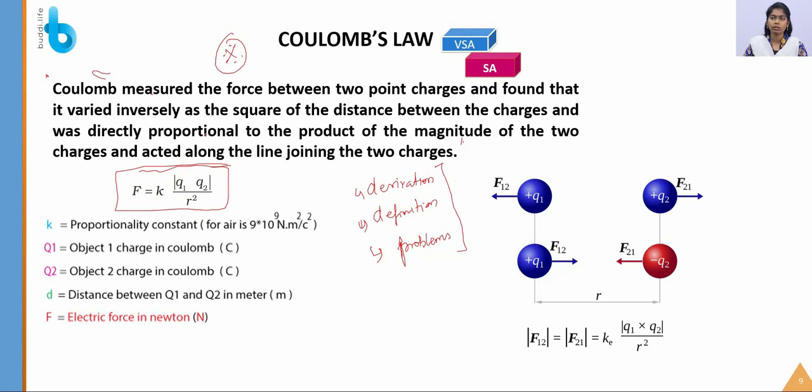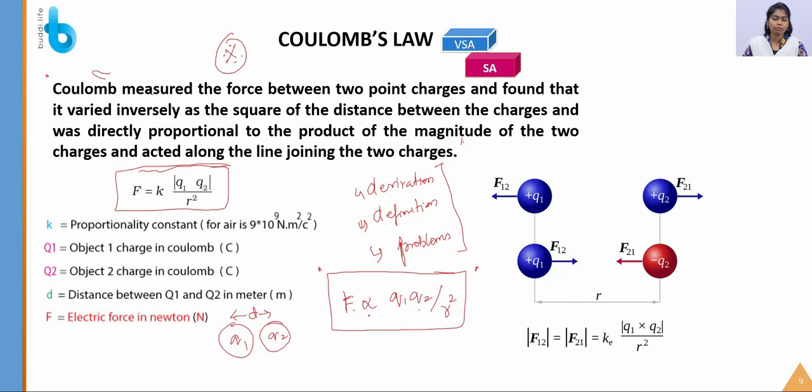Okay, so let's see the definition of Coulomb's law. Coulomb's law states that the force between any two charges, say Q1 and Q2, which are separated at a distance d, is directly proportional to the product of the magnitude of the charges and inversely proportional to the square of the distance between them. This is what the law states.